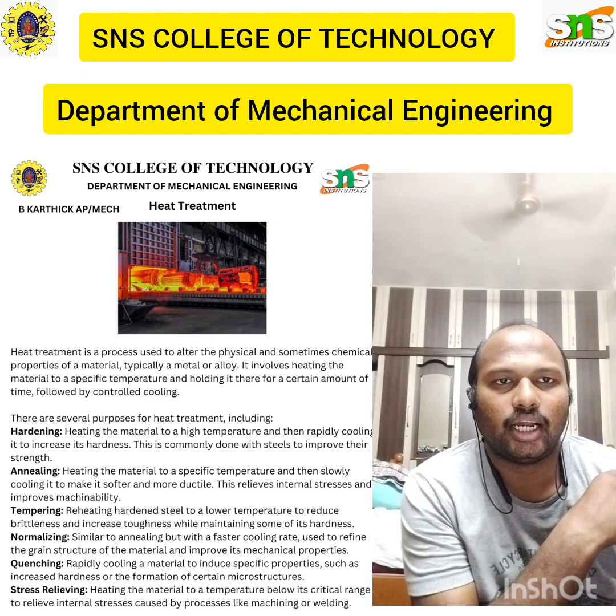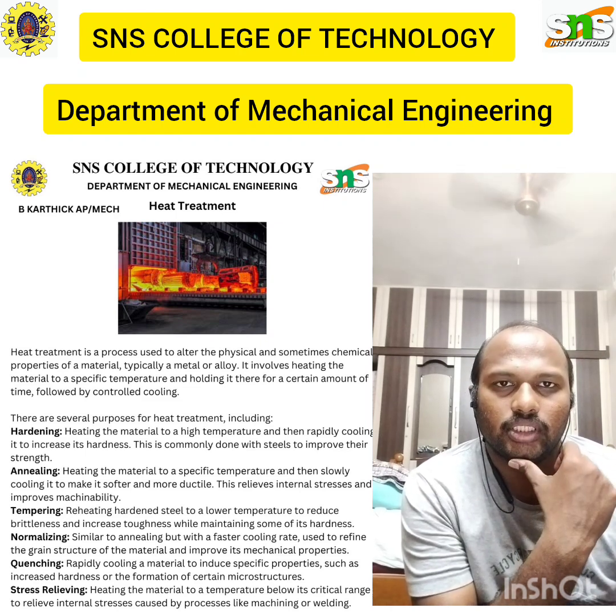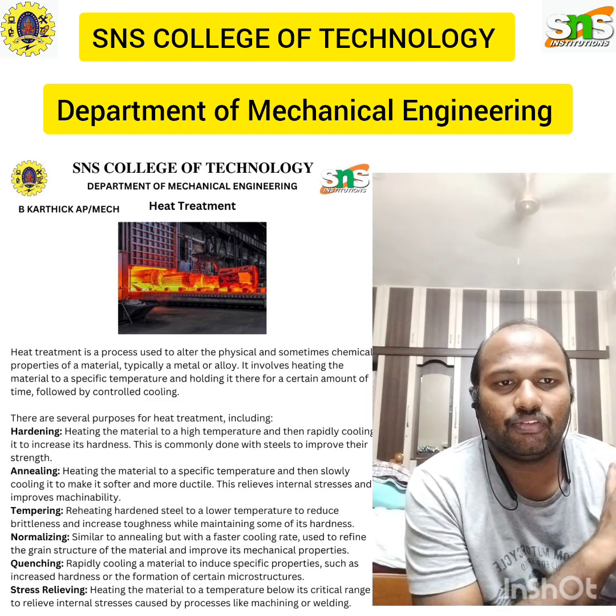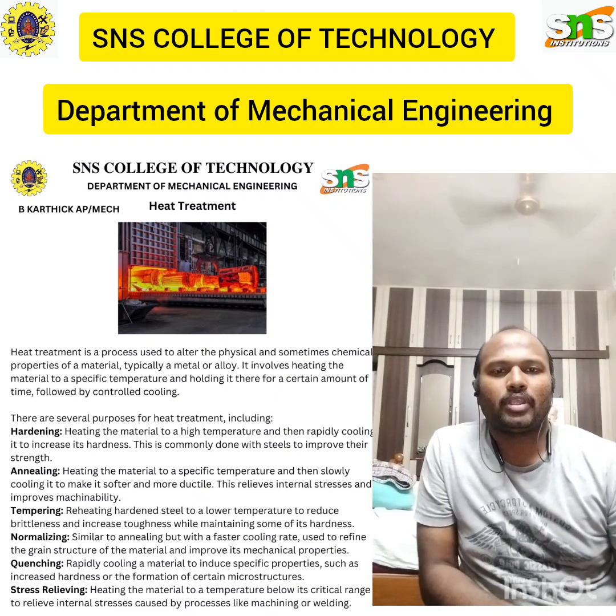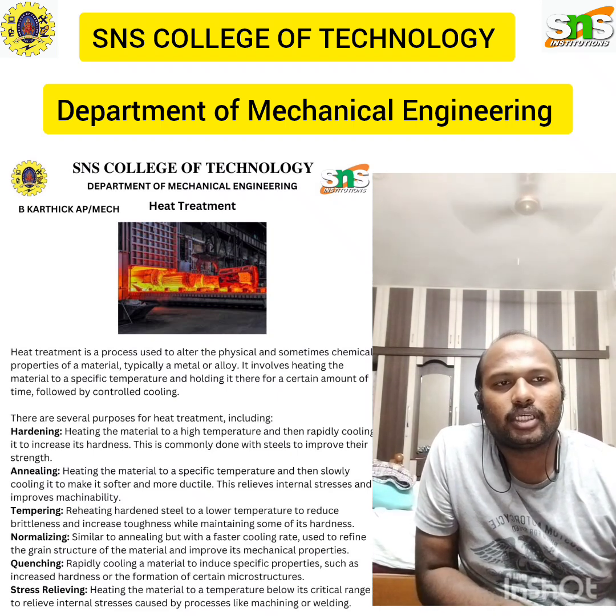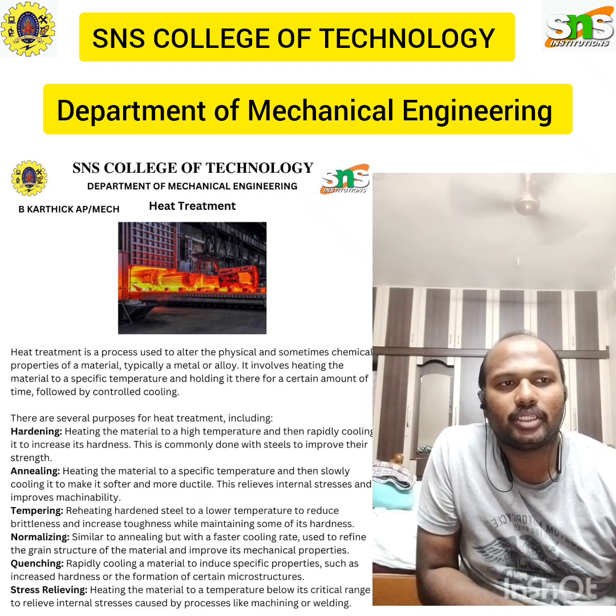First one is annealing. So now we are going to see the types of heat treatment. First one is the annealing process. In this annealing process, the material is heated to a specific temperature and then slowly cooled to make it softer and ductile.